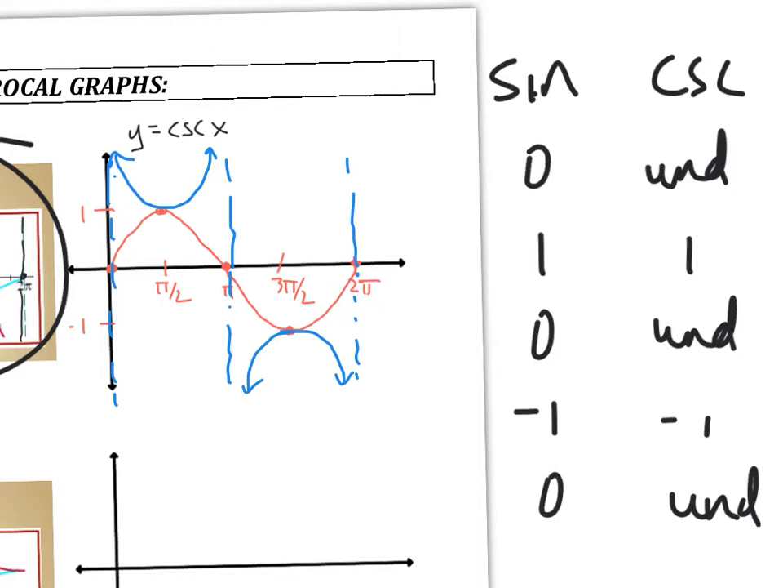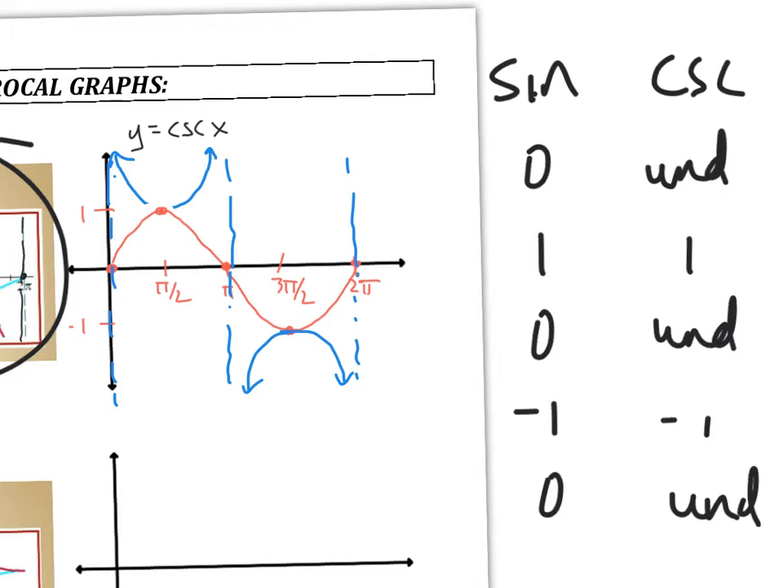So technically, the blue is your cosecant curve. For example, if I were to get rid of the red curve, what is left would be your cosecant curve.